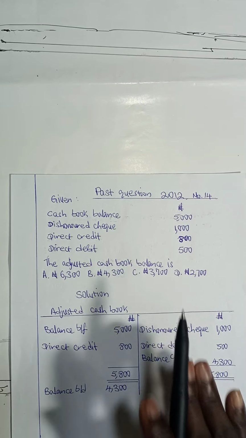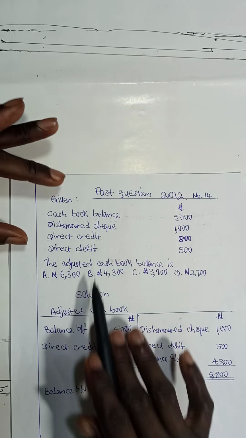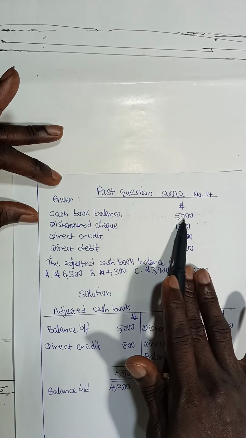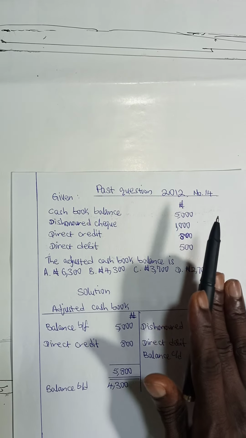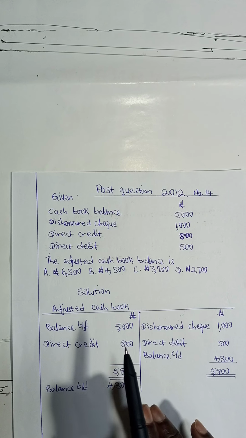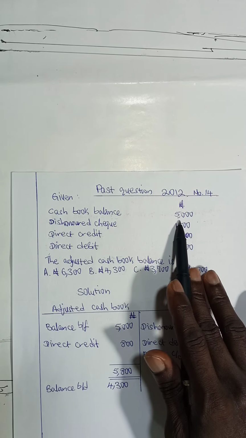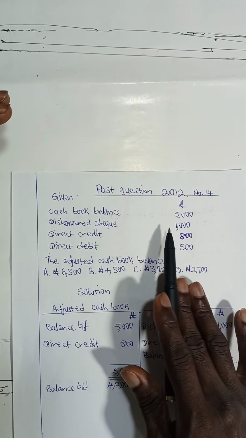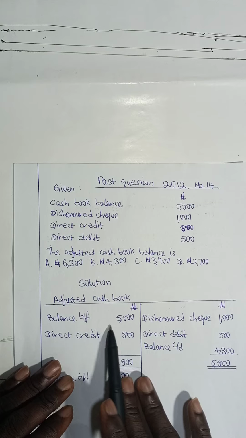We have to prepare our adjusted cash book. So here is the adjusted cash book, then cash book balance. This cash book balance is a debit balance because we were not told that it was a credit balance. So we just assume that it's a debit balance. That's why we are debiting it.